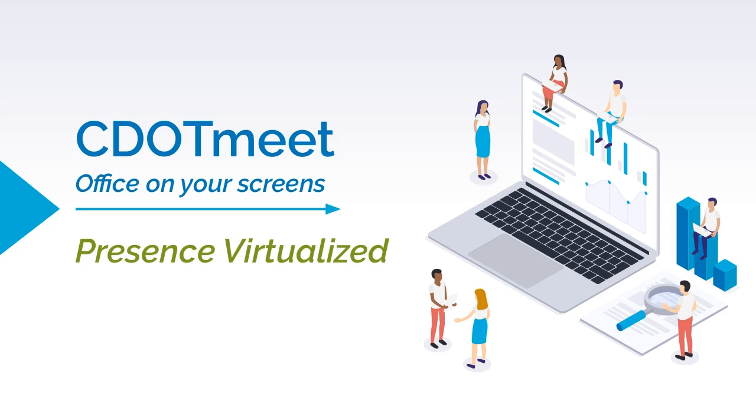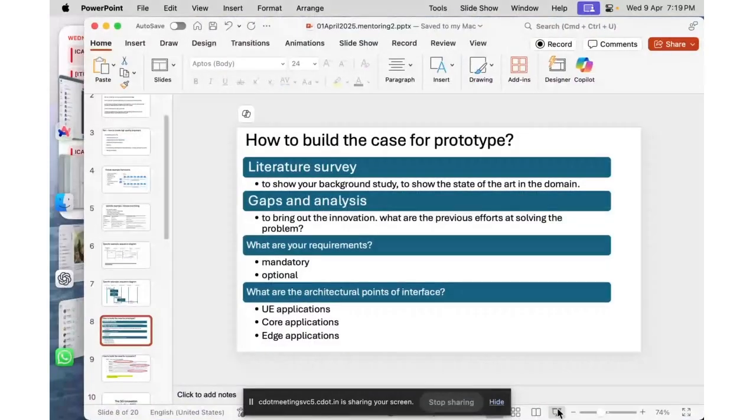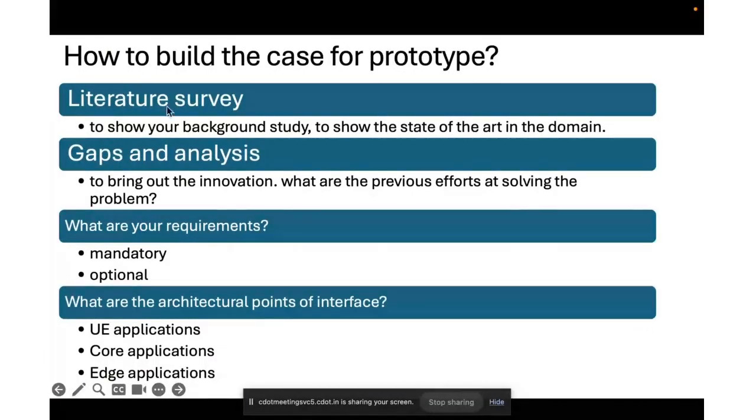But in general, my suggestion is to handle at least this kind of aspects. What we discussed last time was this kind of aspects. You discuss the literature survey, which includes background study. You discuss the gaps and analysis. You discuss the requirements and architectural points of interface. At least you build this much, okay? And I will discuss a larger template by next week.